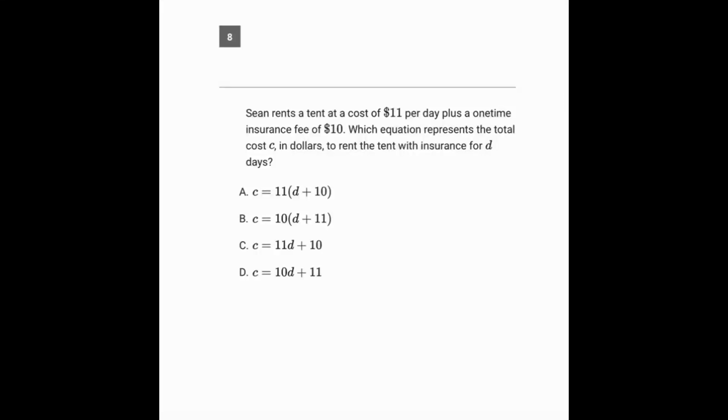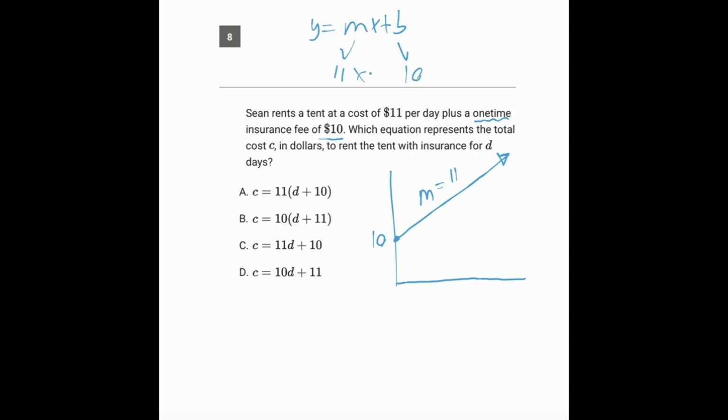Now going over to question number 8, here we're getting a classic linear situation. Because if the cost of renting a tent has a one-time fee of 10, well, that one-time fee, that's your y-intercept. That's your b in a linear equation. So the fee starts at 10, and then after that, there's a cost of $11 per day. Well, that would be your slope, 11 times that y goes up every time x goes over by 1. So now thinking of this as an mx plus b, the y-intercept is 10, the slope is 11.